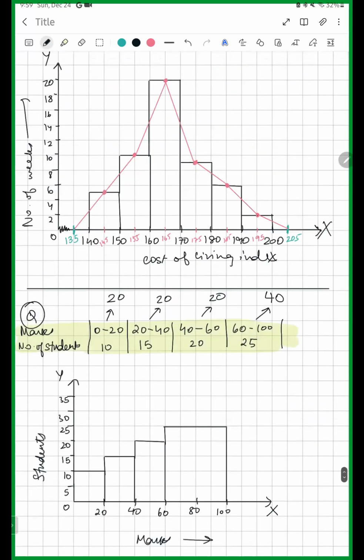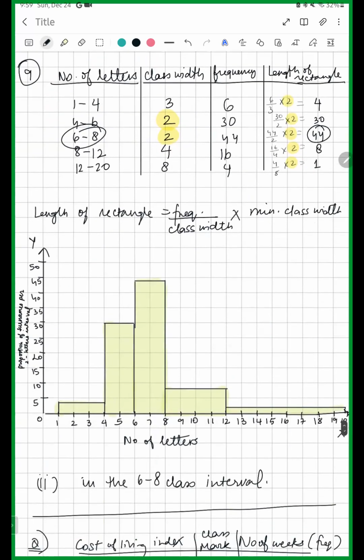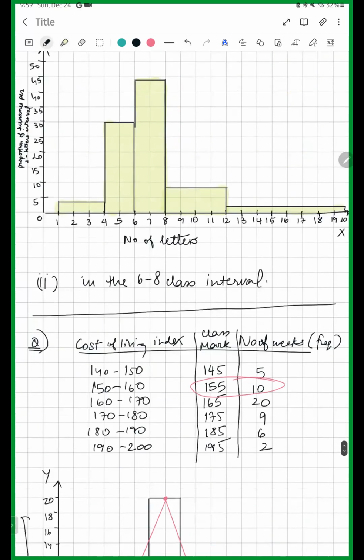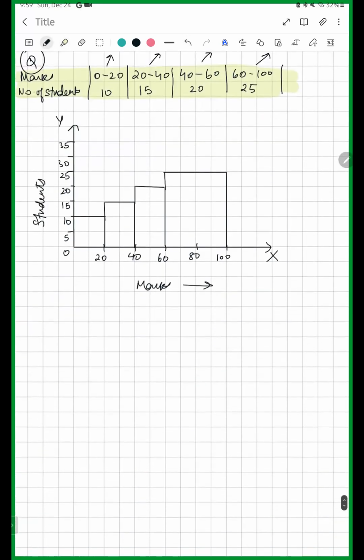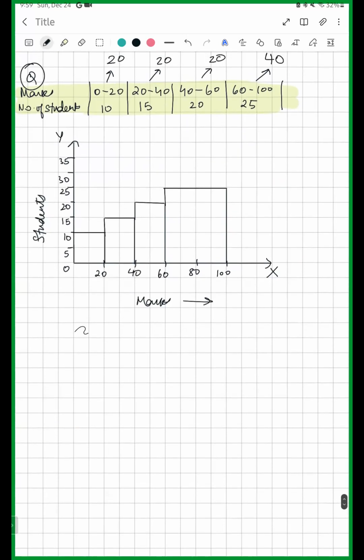Remember when the class width was non-uniform, then this is what we used to do. We used to write length of rectangle. We used to find that out. And the formula was this one: frequency by class width into minimum class width. So let's do that. Let's see what is going to be the correct way of solving this.